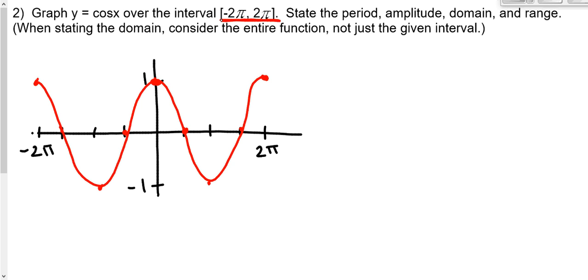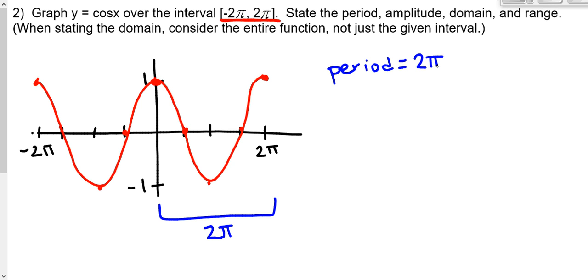All right, the period, again, the width of one cycle is 2 pi, just like it was for the sine graph. The amplitude, the distance from the middle to the top, the distance from 0 to 1 is 1, just like it was for the sine graph.